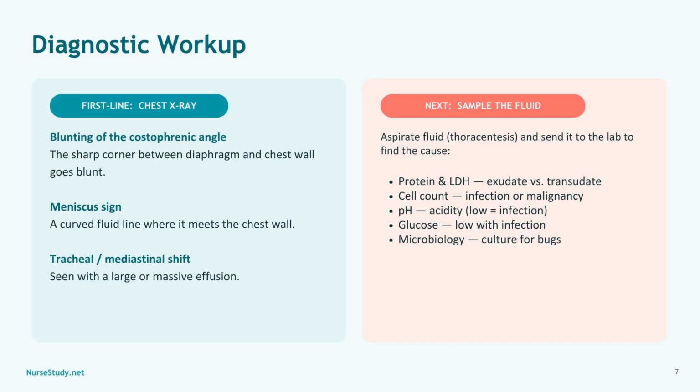We aspirate some fluid and send it to the lab. We're checking protein and LDH to sort exudate from transudate, cell count for infection or cancer, pH, glucose, and microbiology to look for bugs. Hold on to pH and glucose. They come back on slide 9.